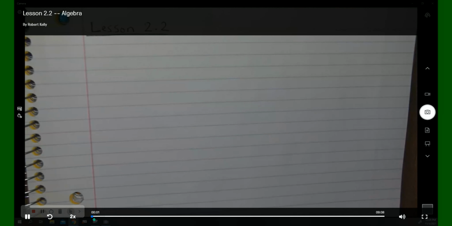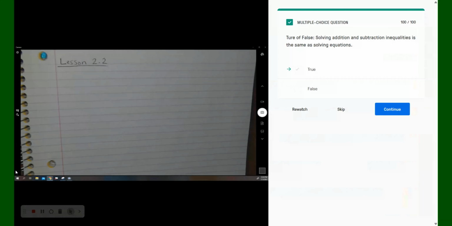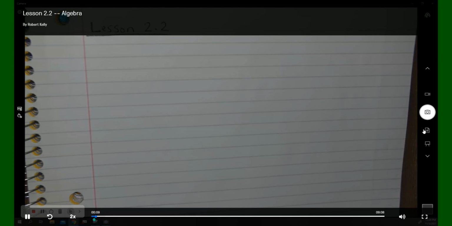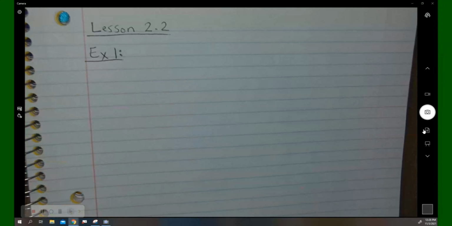This is lesson 2.2. In lesson 2.2, we're going to continue talking about inequalities. And this time, we're actually going to talk about solving them. And the great thing about solving inequalities in this lesson is that it's very similar to what we were doing when we were solving equations in our previous chapter. The only difference between solving an inequality versus solving an equation is that the symbol in between, instead of an equal sign, is a greater than, a less than, a greater than or equal to, or less than or equal to. So it's just that symbol in the middle that changes from an equation to an inequality.